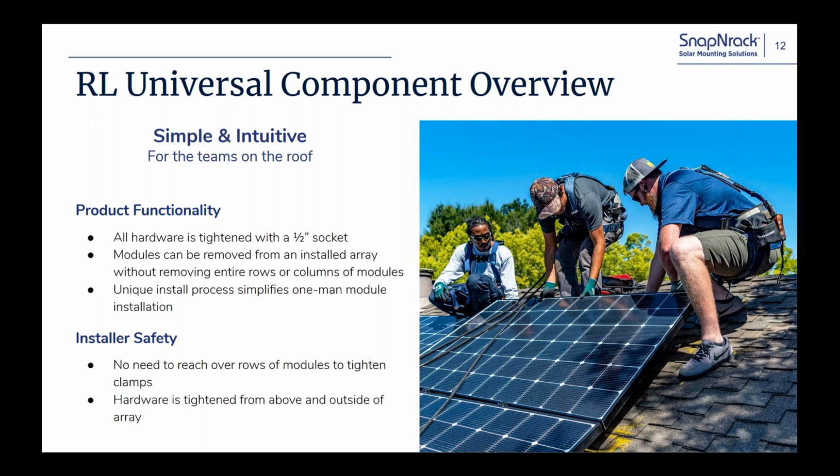And again, we've designed it so that everything is done from the top of the modules. You don't have to reach over the module and tighten anything, or underneath the module and tighten anything. It's really designed to be a bottom-up install, which is safer for the guys. If you're on a 45-degree pitch roof, the last thing you want to be doing is reaching over 40 inches of module trying to tighten a bolt or a clamp.